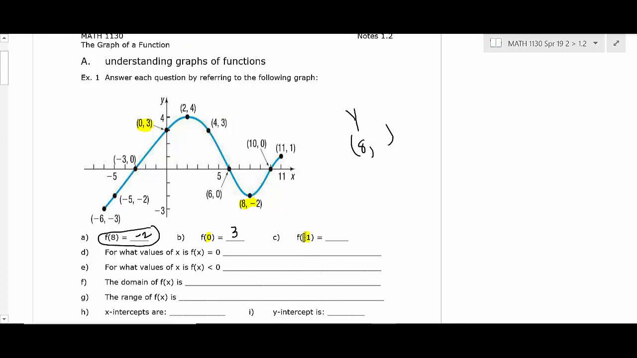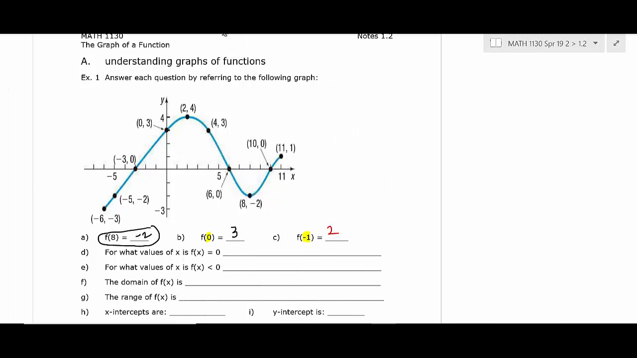The next one, x is -1. You just look at the point, which I didn't put on the graph, I don't think. So you just have to kind of estimate this one. It looks to me like that's the point (-1, 2), so that's probably 2. That's just estimation. So that's asking for y values or function values.